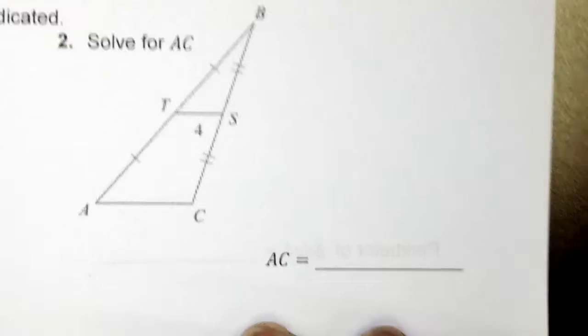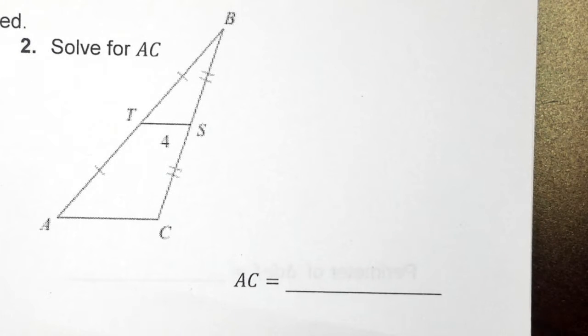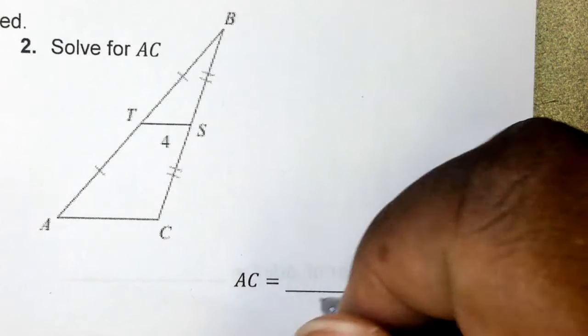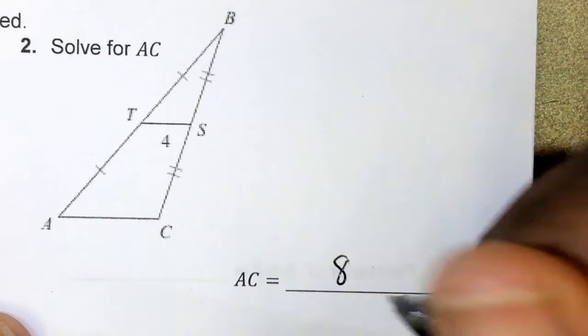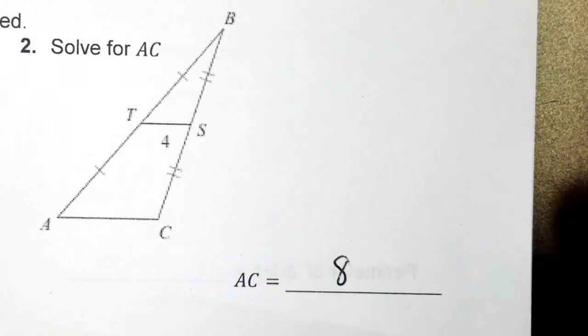Go ahead. Solve for AC. Reese is doing this one. 8. Yes, this is 8. Y'all need to notice the difference when you're at the halfway point and when you're at the whole thing.